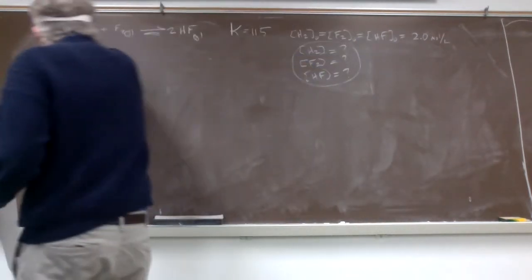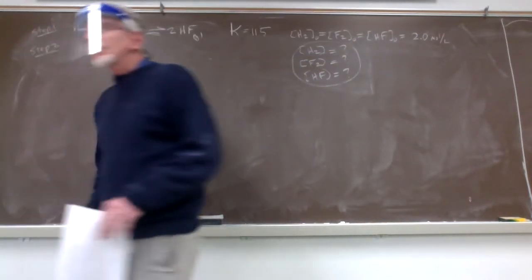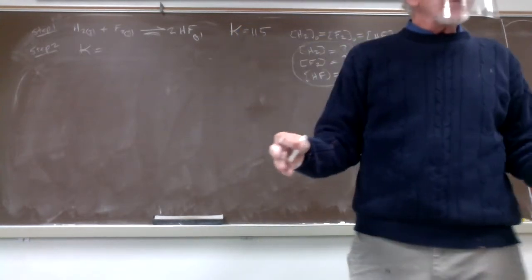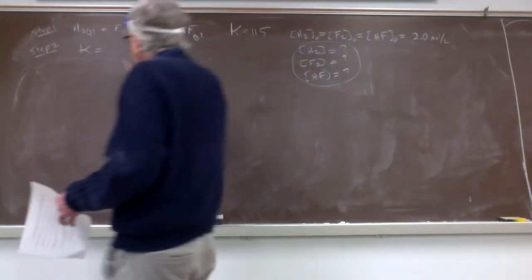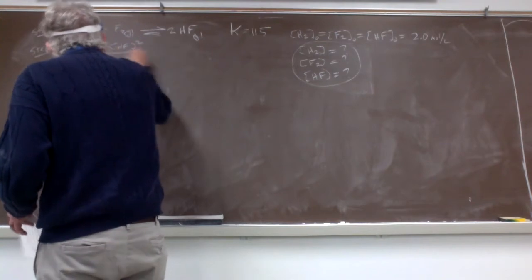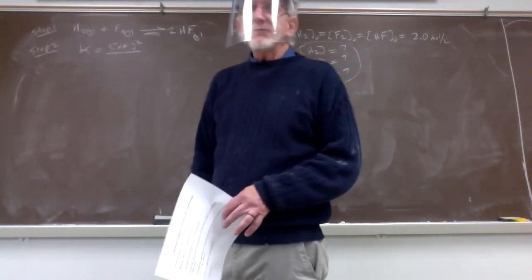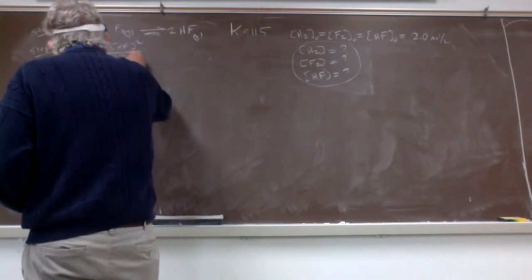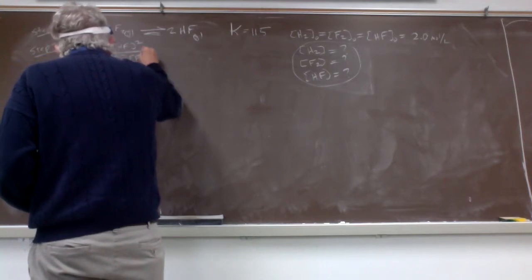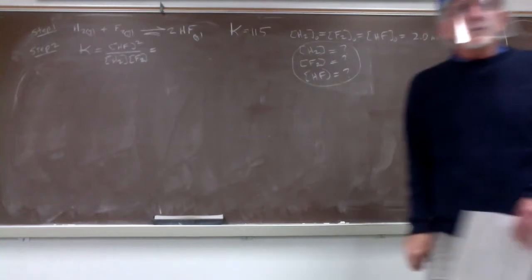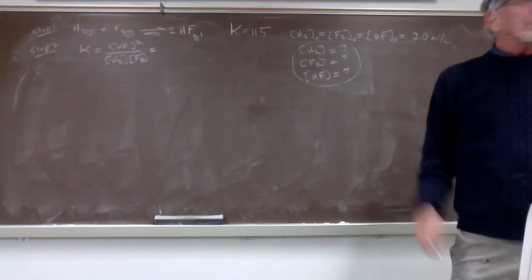And that's easy. You can always write out the form of the expression by inspection of the balanced equation. It's going to be equal to the concentration of HF to the second power divided by the concentrations of hydrogen and fluorine to the first power. Everybody okay with that?